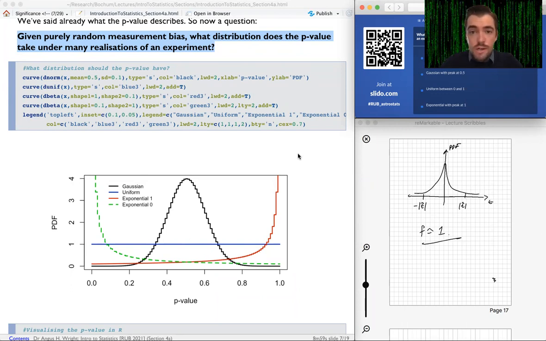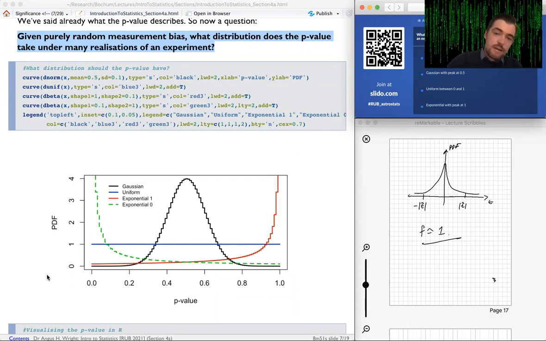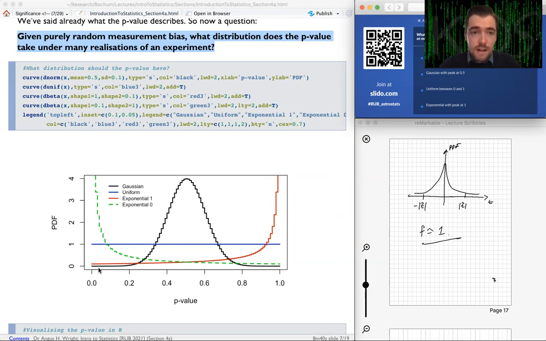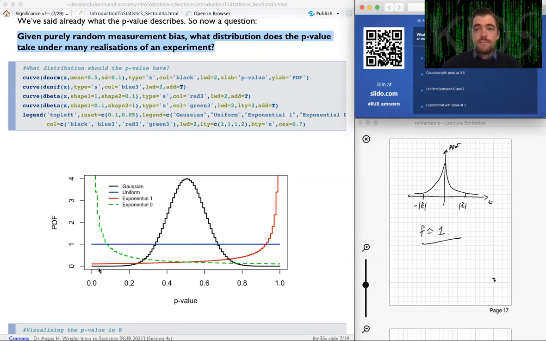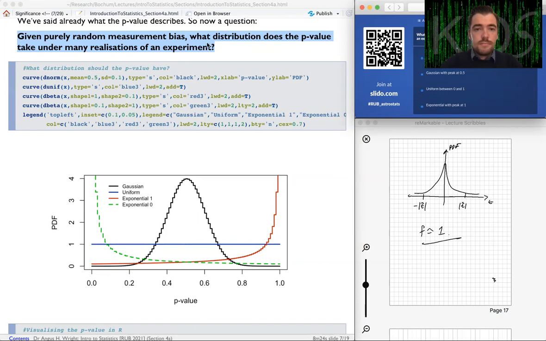Now recall that the way in which we justify whether or not a data set is in tension with the null hypothesis is if a p-value is less than some value, say, 0.05. So what distribution do you think the p-value will take under purely random noise? Okay, wait until we get a couple more responses.